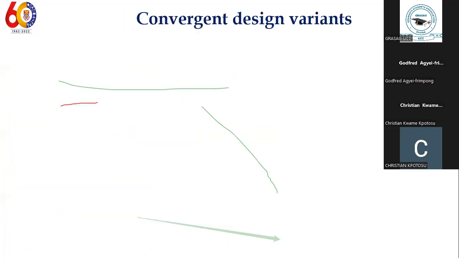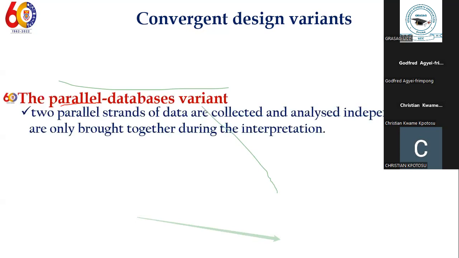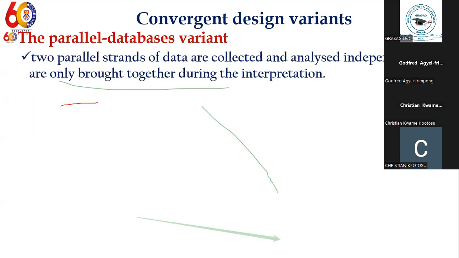Then, what are the specific variants? Just as we took experimental designs, where we have the true experimental design, and under the true experimental, we have the post-test, pre-test, and all that. The same thing happens in all the designs. So when we take the convergent design, there are different variants to it, even though we know we are collecting the two forms of data at the same time. Let's see the first variant, the parallel databases variant.